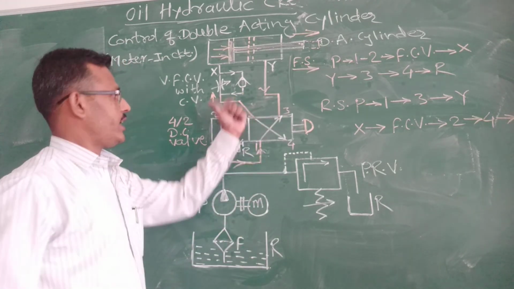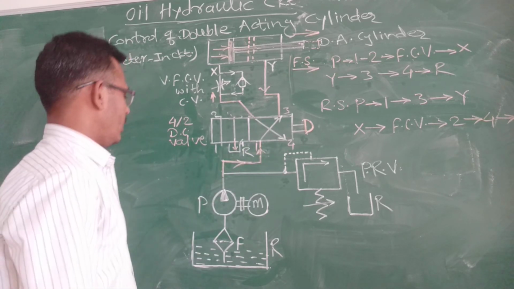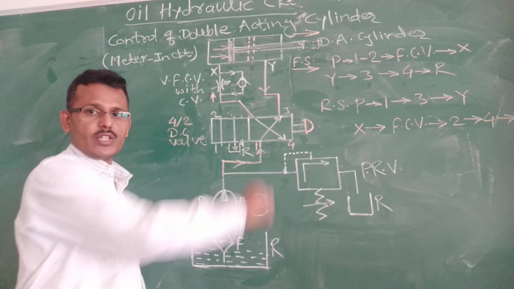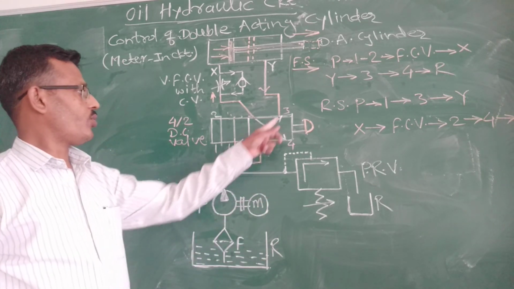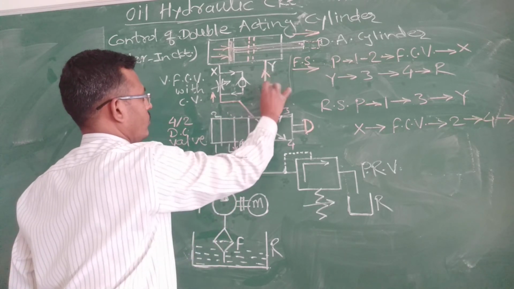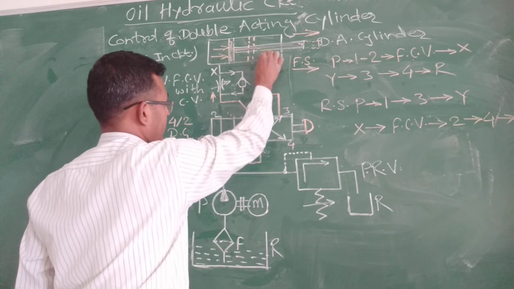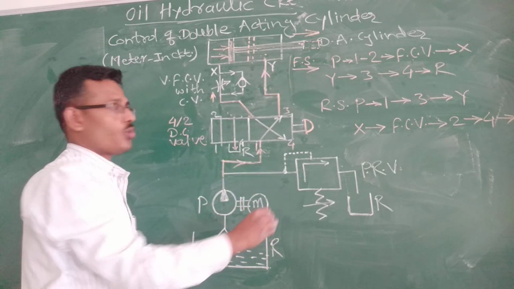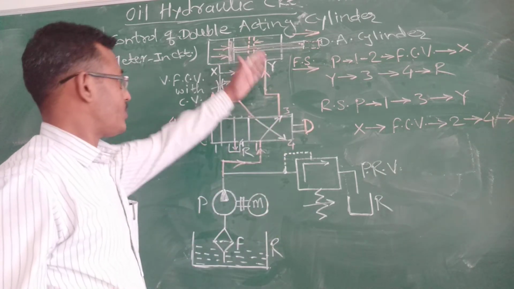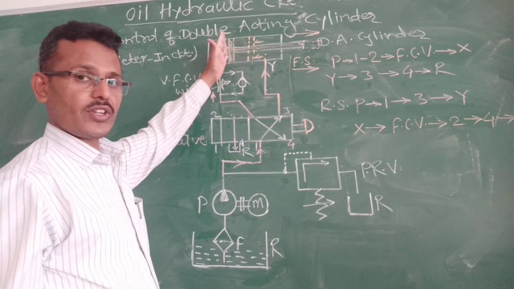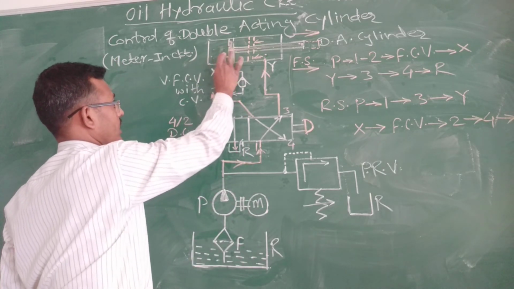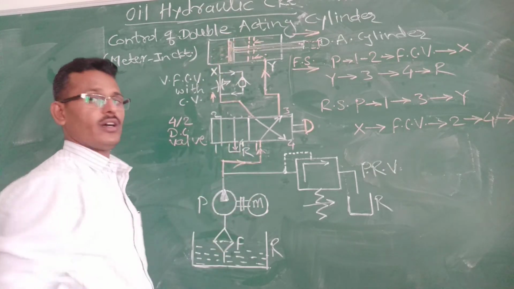So for obtaining the return stroke, the oil will start to flow from the pump to port number 1 of this direction controller, then 1 to port 3, then 3 to port Y. Okay, now oil is admitted inside the actuator through port Y, and it will exert pressure on the piston, so that this piston will move in this direction and come to its initial position, completing the return stroke.